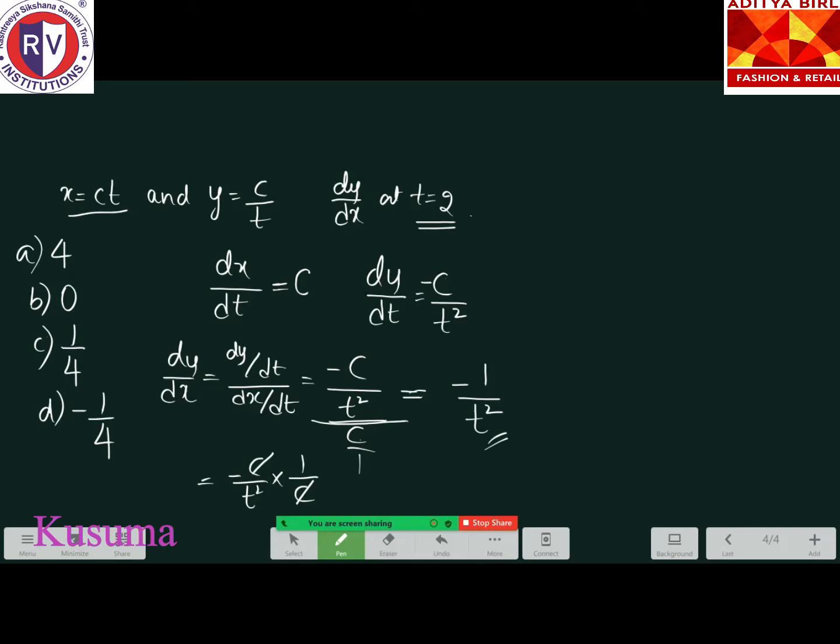But we want dy by dx at t is equal to 2. Okay, so we have to substitute t is equal to 2 in minus 1 by t square. So we get minus 1 by 2 square, which is nothing but minus 1 by 4. This is the value of dy by dx at t is equal to 2. Okay, so option D is the right answer here.